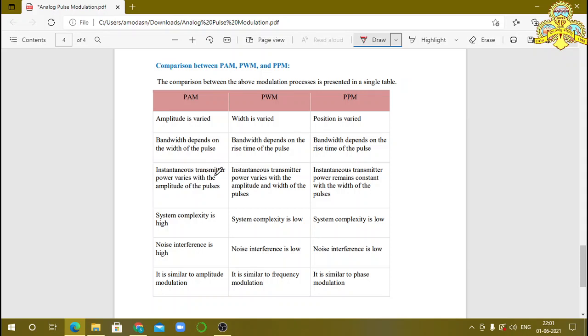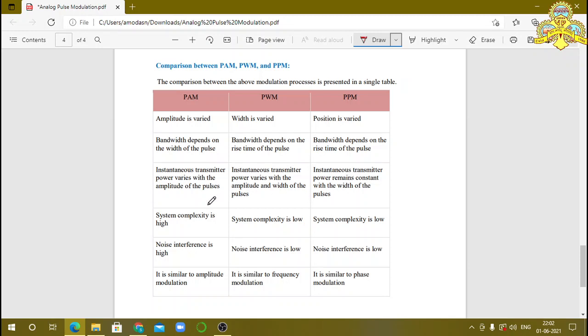Then instantaneous transmitter power varies with the amplitude of the pulse, because here amplitude is not constant, amplitude goes on changing, so the power also varies. In PWM, instantaneous transmitter power varies with the amplitude and width of the pulse. Here width varies, therefore the transmitter power varies with respect to the amplitude as well as width of the pulse. And in the PPM, instantaneous transmitter power remains constant with the width of the pulses. Here the width of the pulse is very narrow and it is constant, therefore the instantaneous transmitter power remains constant.